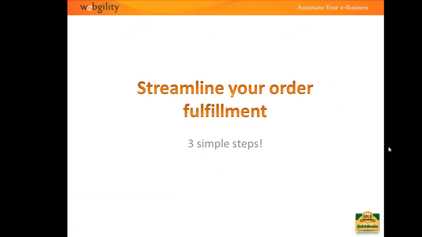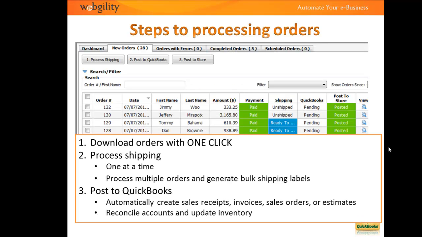Now, ECC, the e-commerce connector, is used for order fulfillment. So it's the answer to the question of how do I get my online orders into QuickBooks without having to manually create a transaction every time. So ECC has different steps to processing orders. You can download orders with one click. You can process shipping. You can process orders one at a time, or you can process and ship orders in a batch for bulk shipping labels.